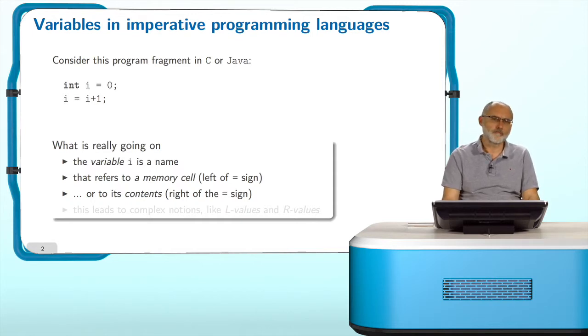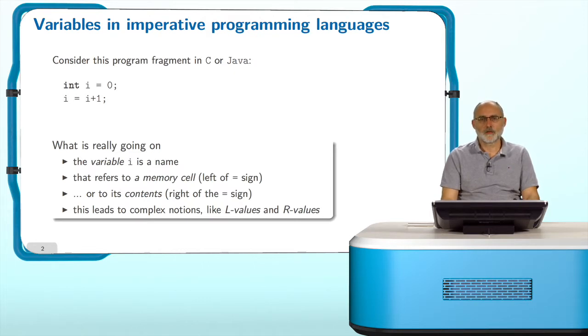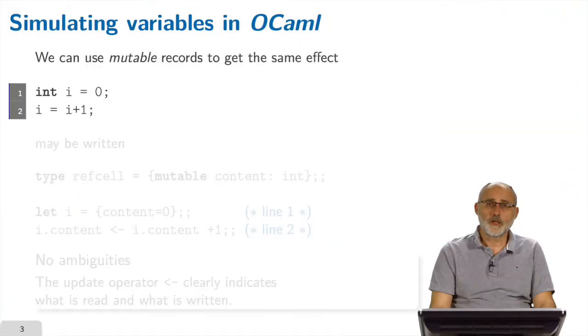But things can become pretty complicated, and in general you can make knots in your head, think about L values, R values in different programming languages. But if you really want to have variables in OCaml, we can use the mutable records we have just discovered to get the same effect.